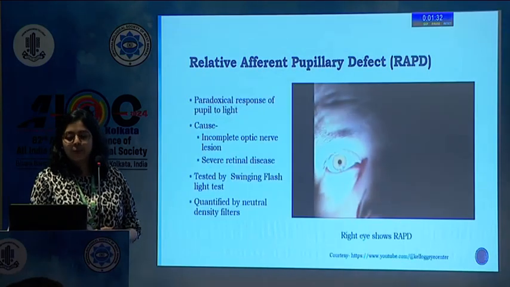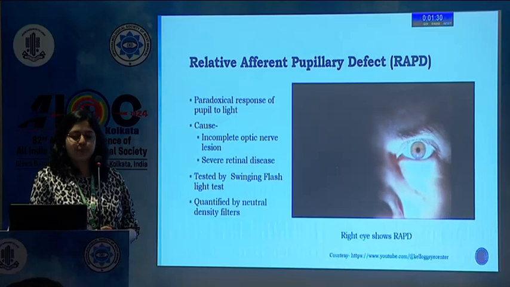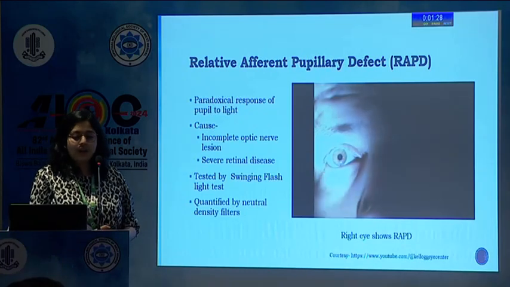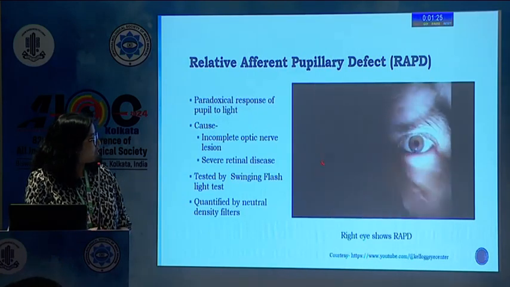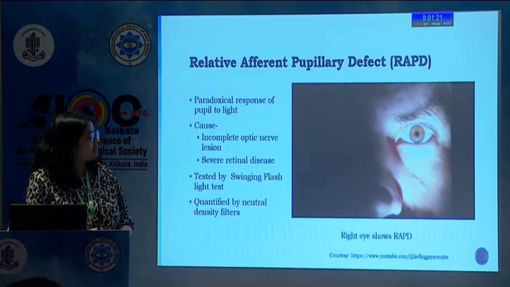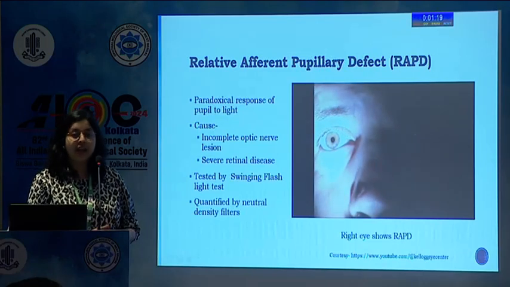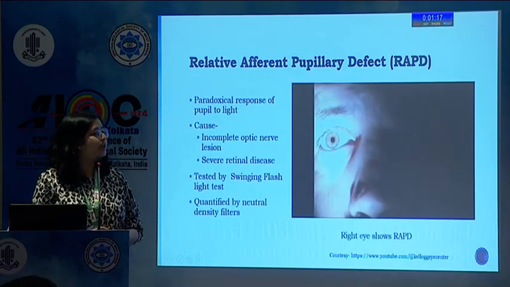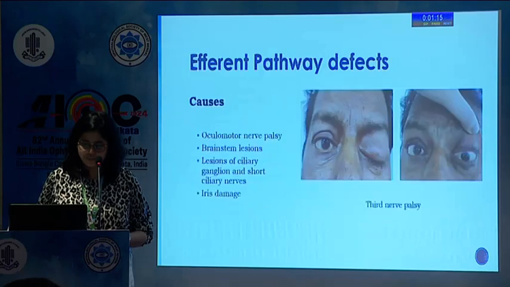The relative afferent pupillary defect, also known as the Marcus Gunn pupil, there is a paradoxical pupillary response. When light is shown on the affected eye, there is paradoxical dilatation. When light is shown in the normal eye, which is the left eye, there is constriction of the pupil. And this can only be elicited in unilateral optic pathway lesions.